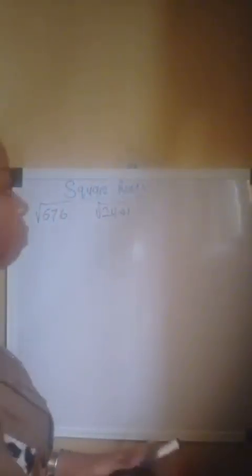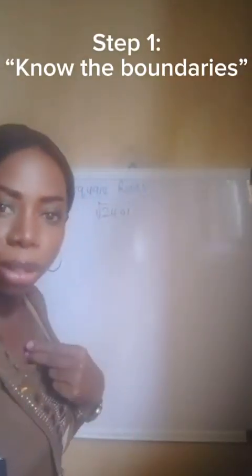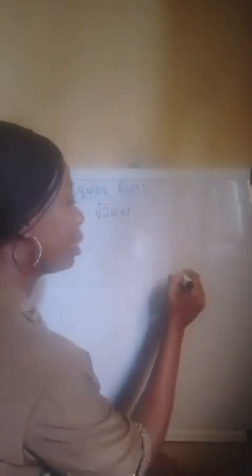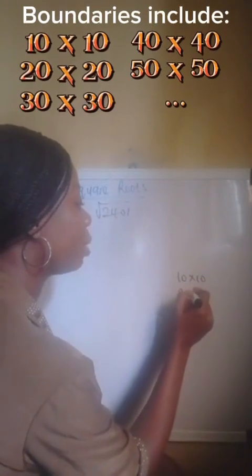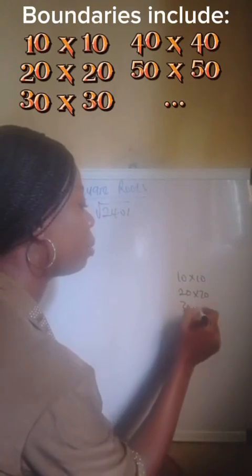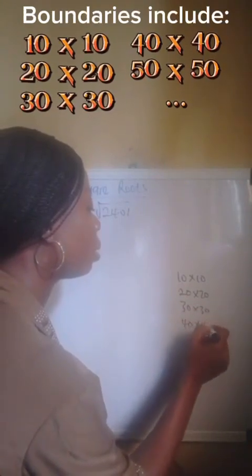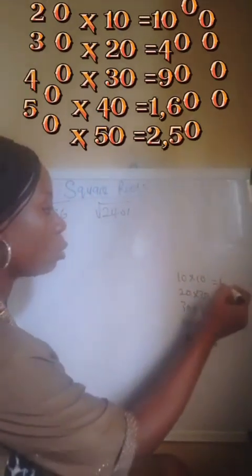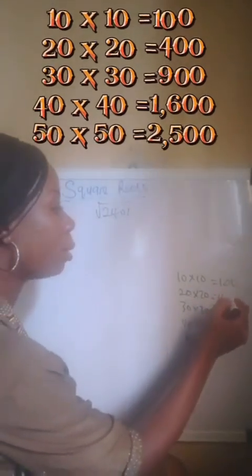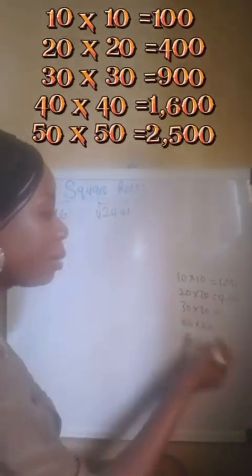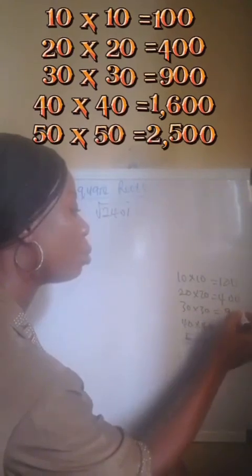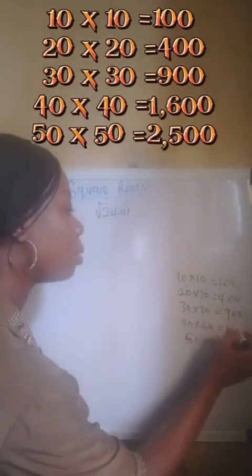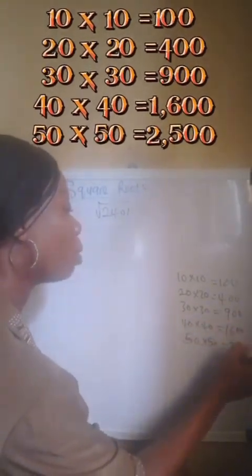Okay, so the first step is this. You need to know what I call the boundaries. All right, these are the boundaries: 10 times 10, 20 times 20, 30 times 30, 40 times 40, 50 times 50, and so on. It's very easy to find this. 10 times 10, 1 times 1 is 1, and then your 2 zeros, that's 100. 2 times 2 is 4, and then your 2 zeros, that's 400. 30 times 30, 3 times 3 is 9, and then your 2 zeros. 40 times 40, 1600. 50 times 50, 2500, and so on.